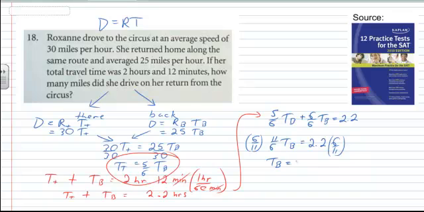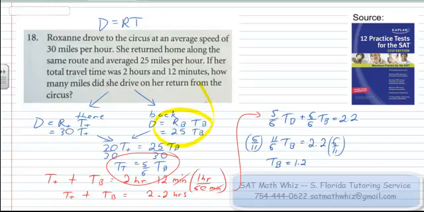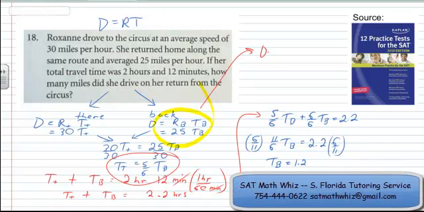Now I just need one more D equals RT formula, and I can say the distance on the way back equals the rate on the way back times the time on the way back. That's equal to 25 times 1.2, which is 30. So on her return from the circus, she went 30 miles.